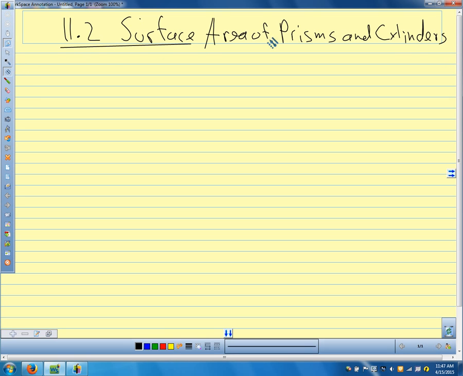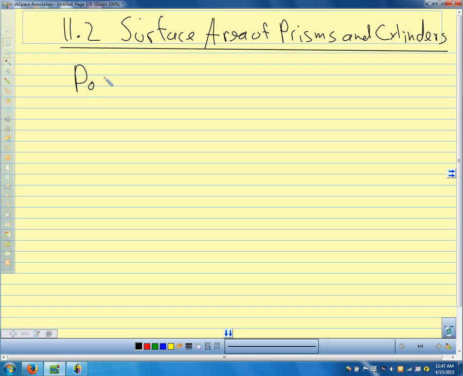So in the first part of what we talk about today, there's a lot of new vocabulary. The first thing before we talk about prisms and cylinders is a lot of the solids that we're going to talk about in Chapter 11. Chapter 11 is about solids. A lot of our solids are what we call polyhedrons.